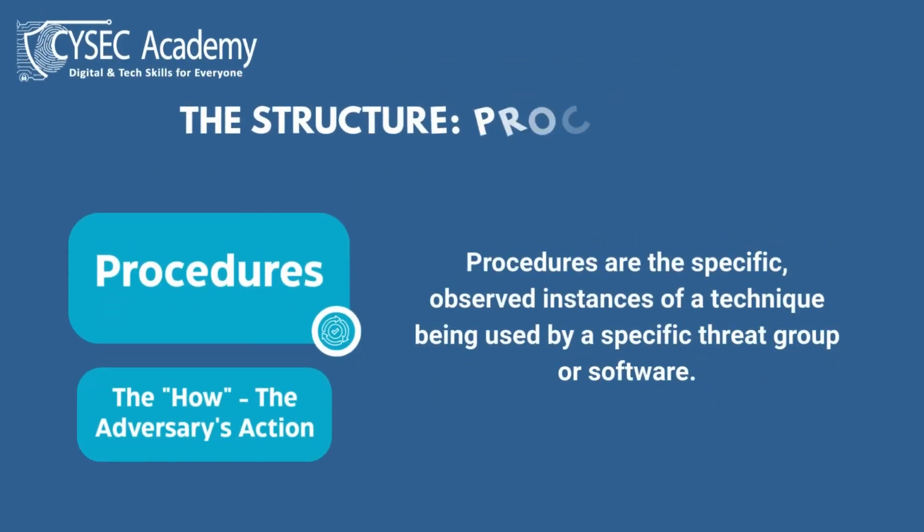The structure: procedures. This is where real attack behavior comes in. A procedure describes how a specific threat group actually used a technique in the real world. For instance, you might see how APT3 used the Windows command shell to edit a registry key and maintain persistence. That real example is what makes the framework so practical.